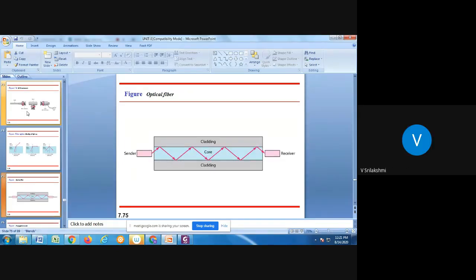Fiber optics. So coming to fiber optics, we can say this is the latest technology that is being implemented as a transmission medium nowadays. I think all of you have heard about optical cables. Did you hear about optical fiber cables? Heard or not? Yes, ma'am.